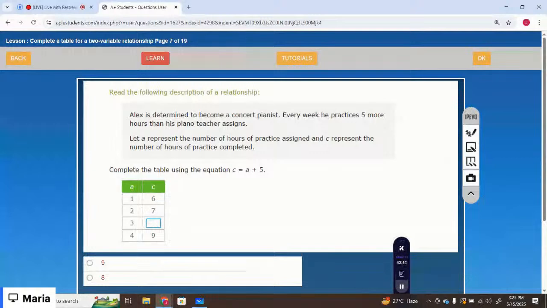Complete the table using the equation C equals A plus 5. That is 3 plus 5 is 8. Option number 2 is the correct option. That is 8.